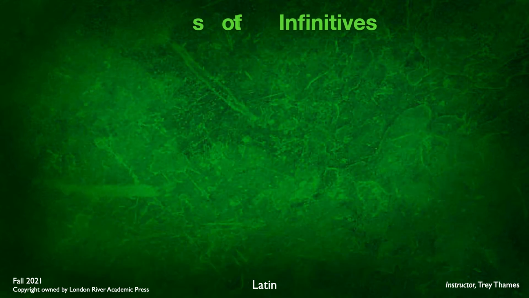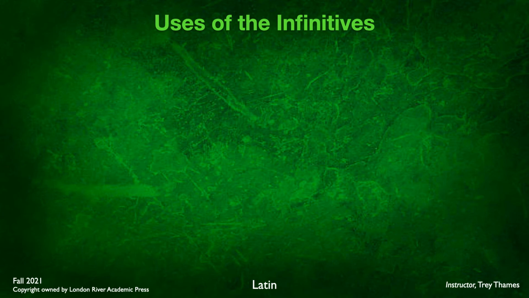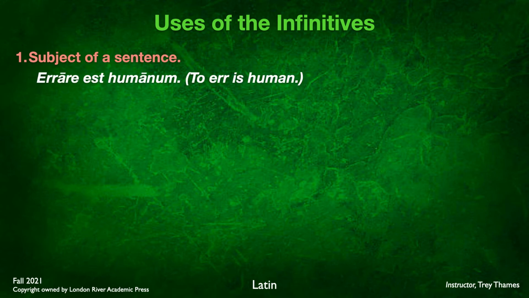Now let's look at different uses of the infinitive. We have already learned about the use of the infinitive as the subject of a sentence. It's used as a noun here as a subject. An example, the famous example, errare est humanum, to err is human. Here, errare, to err, is used as a nominative subject of the linking verb est, so subject of a sentence.